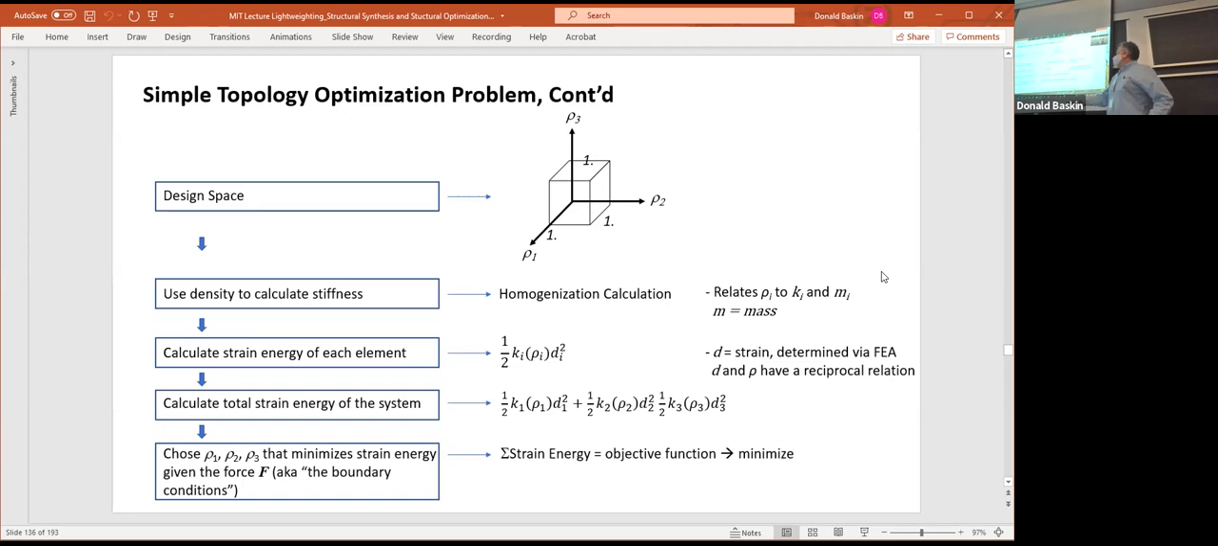So you take the strain energy for each element and add them up, and then your objective function, we've talked about this obviously before, the objective function has to be minimized. This is your objective function. It's the sum aggregate of all the strain energies. So you're choosing densities for each of those three elements in this case, so that the aggregate strain energy is minimum. Does that make sense in terms of the theory I showed you before? Got it?